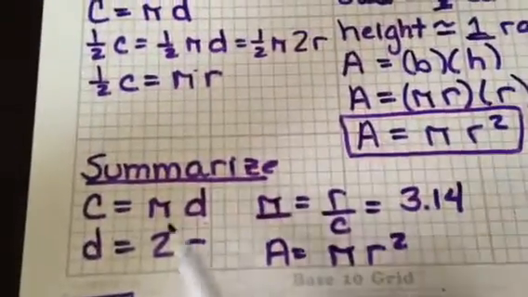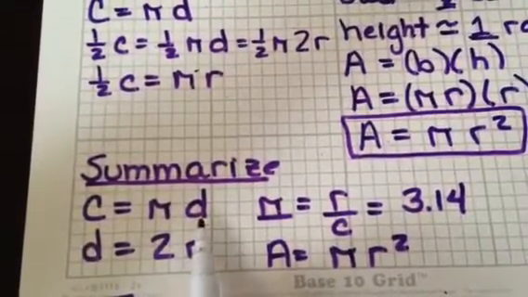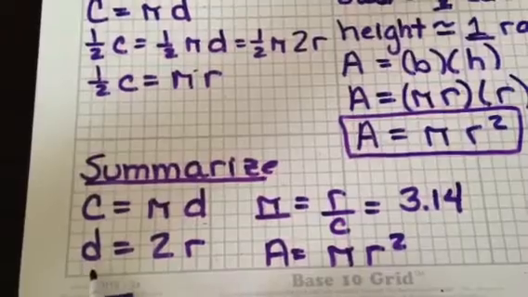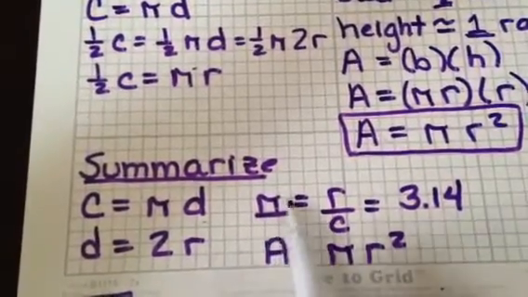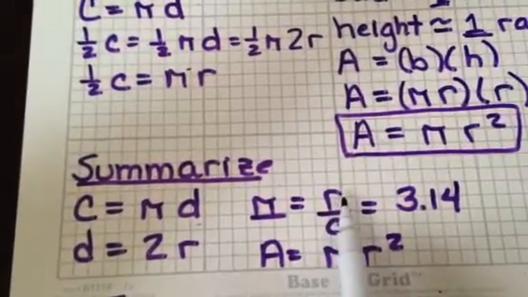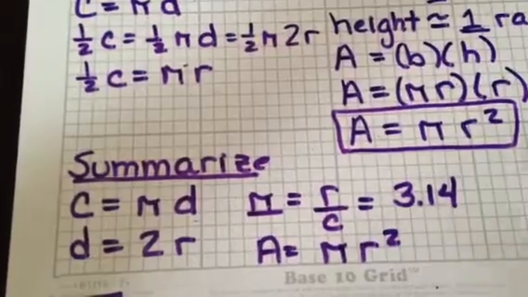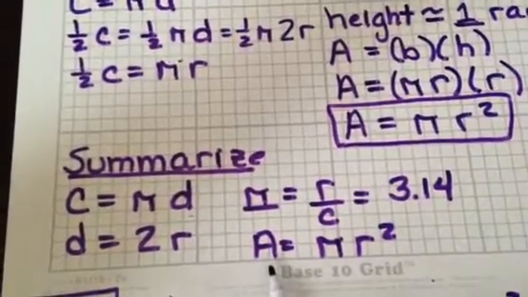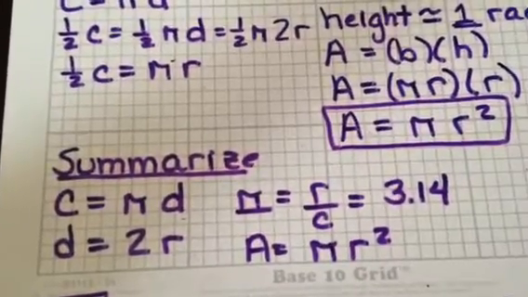Okay, so to summarize, the circumference of a circle is equal to pi times diameter. The diameter of a circle is equal to 2 times the radius of the circle. Pi is the ratio of the circumference to the diameter, which is approximately 3.14. And the formula for the area of a circle is area equals pi r squared.